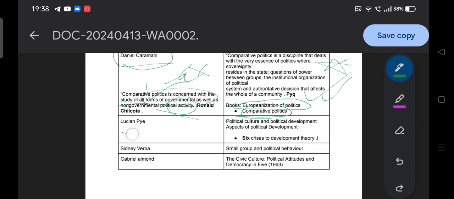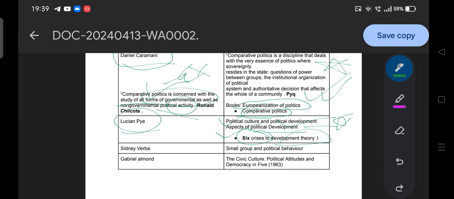Then Lucian Pye wrote a book, Political Culture and Political Development, and also Aspects of Political Development. These are the two important books, and he presented the six crises of development theory. What are the six crises? They can ask the question. The six crises include identity crisis, penetration crisis, legitimation crisis, participation crisis, integration crisis, and distribution crisis. These are the six crises by Lucian Pye.